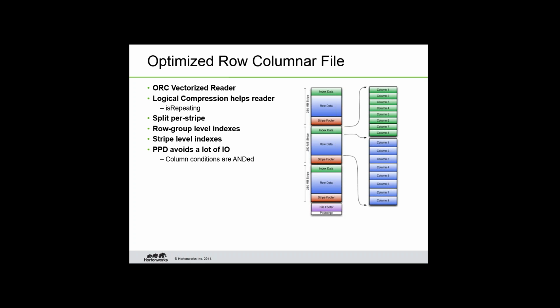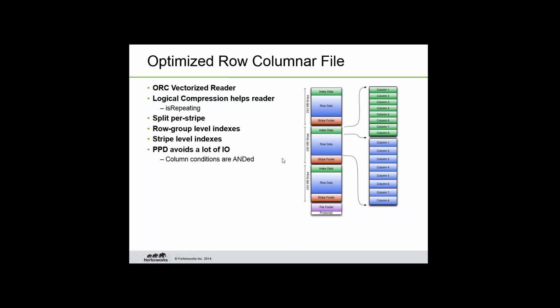This is the format of ORC files, that's optimized row columnar files. It helps to leverage the ORC vectorized reader. It can also provide logical compression that helps the reader, like the is repeating feature included in the query body. If we check the corresponding index data, row data, and stripe footer for the columns of data, it is clearly understandable which columns can be operationalized for the row data and which for the index data.